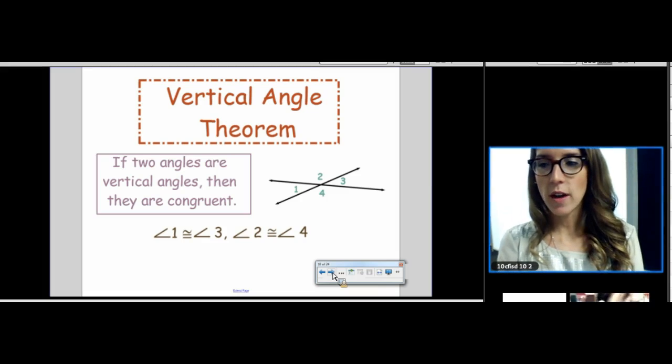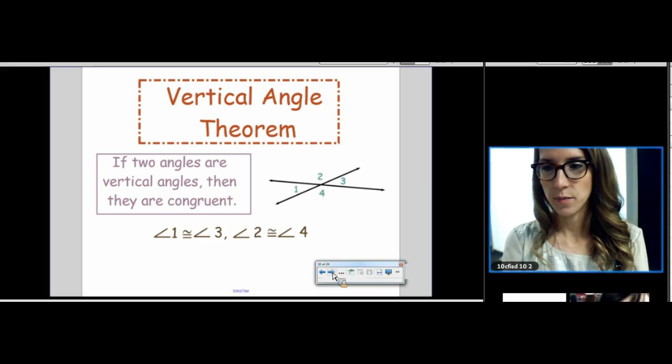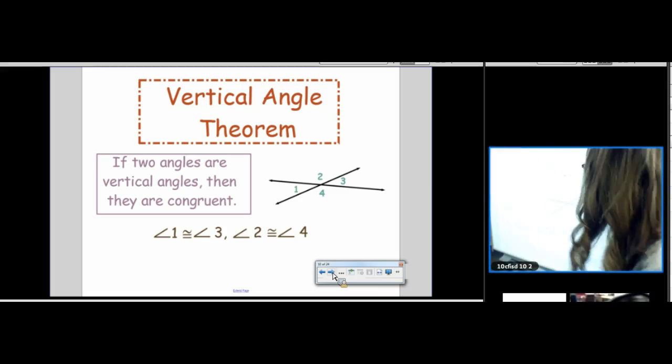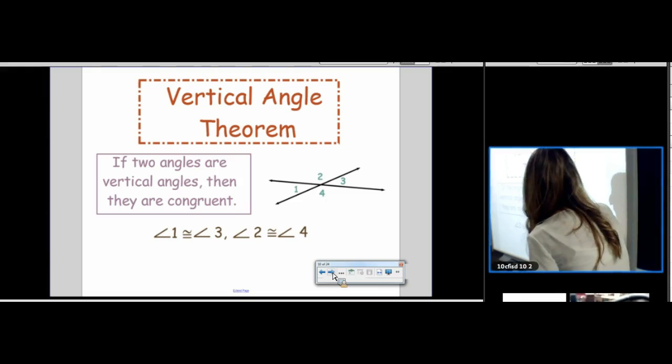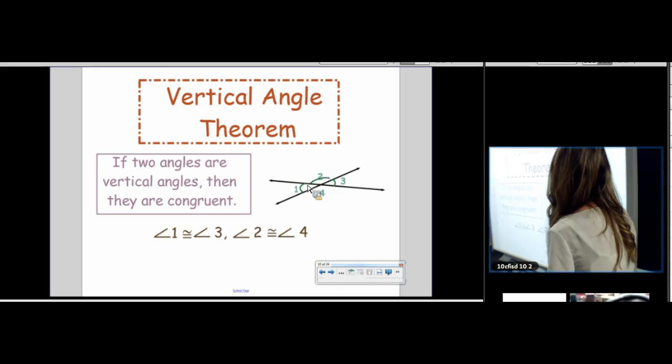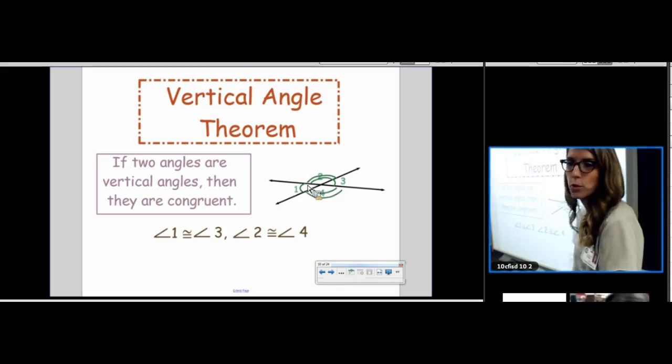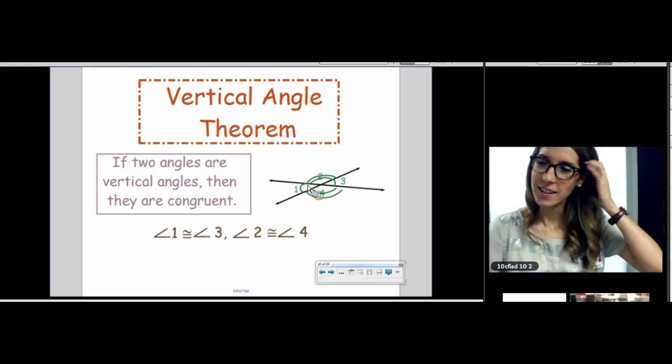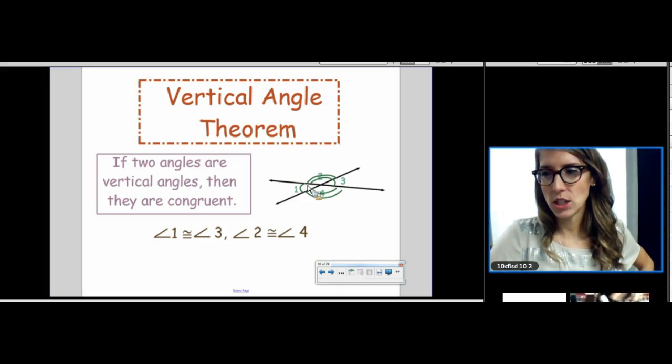It's called the vertical angle theorem. Write it down. If 2 angles are vertical, then they are congruent. So I could add an arc, and then I can't add an arc here. I would need to add a double arc. Kind of looks like a rose or something when you do all of that. 1 is congruent to 3, and 2 is congruent to 4 in this picture.